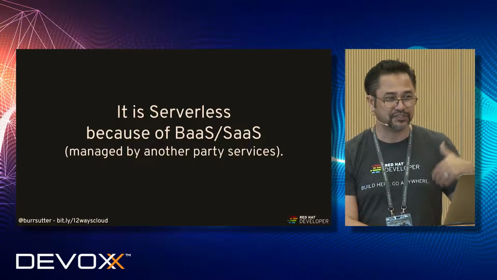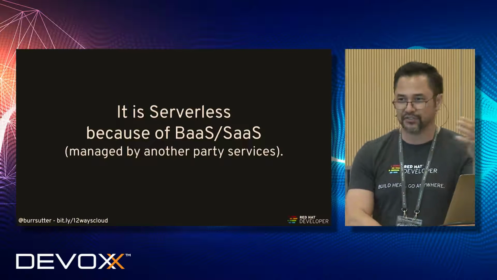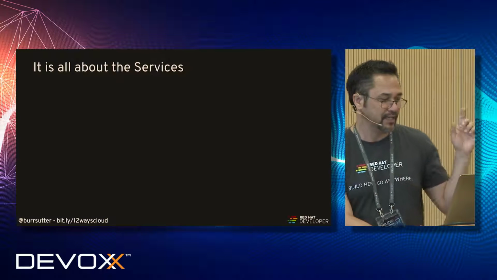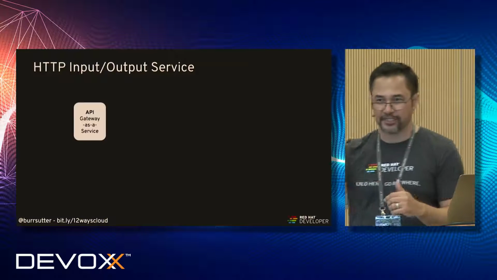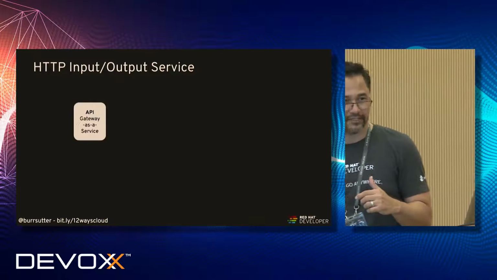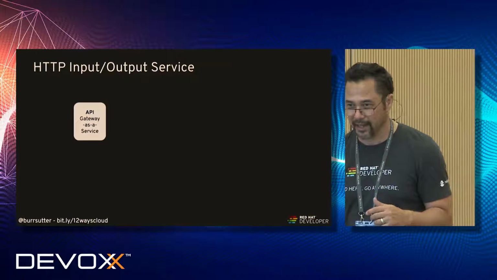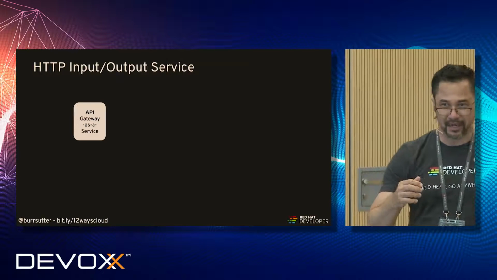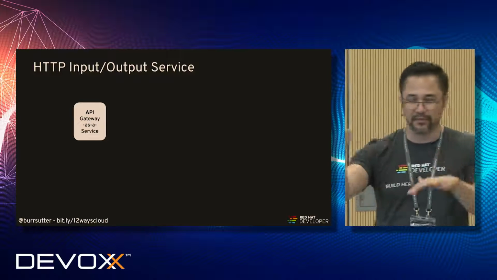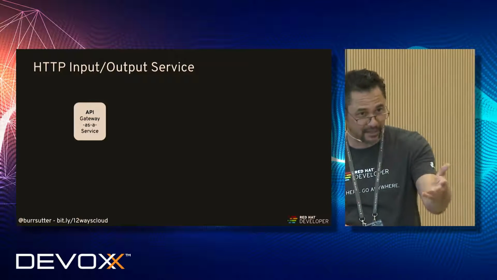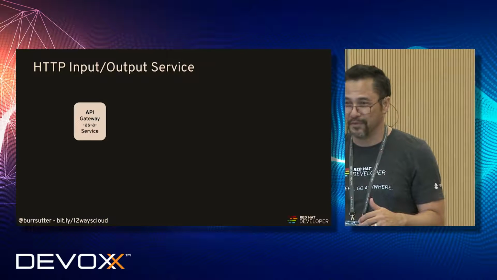In other words, it's really serverless because of backend as a service or software as a service. Let me explain that. So I need HTTP traffic in and out of my overall application. That is known as an API gateway. It might be Nginx, it might be HAProxy, it might be some other derivative of those things, or it might be the Amazon API gateway, it might be the Google API gateway.